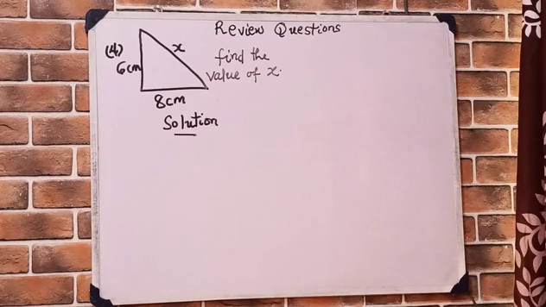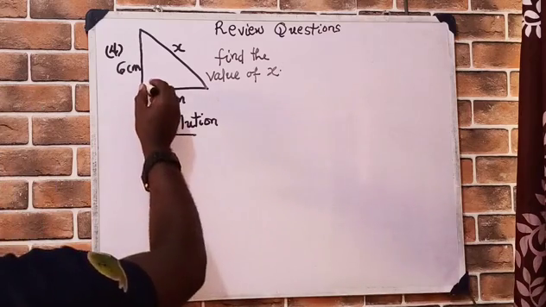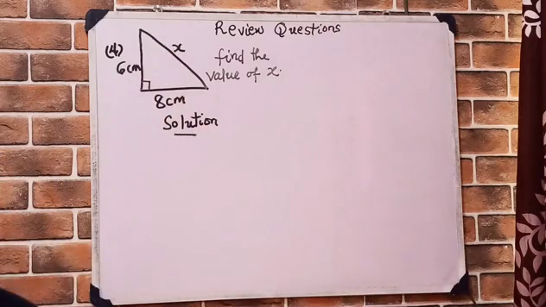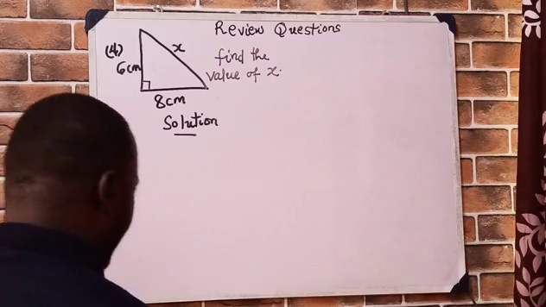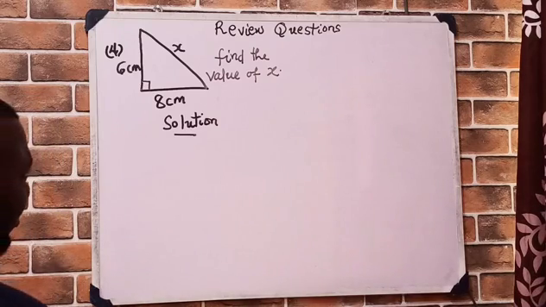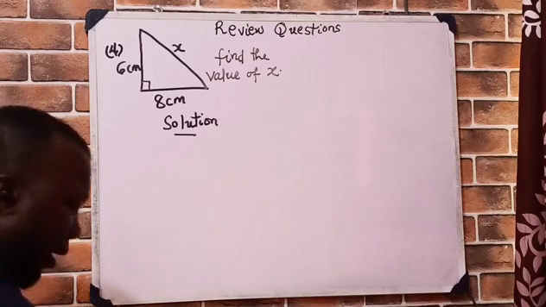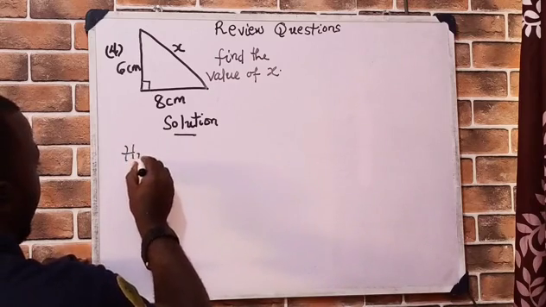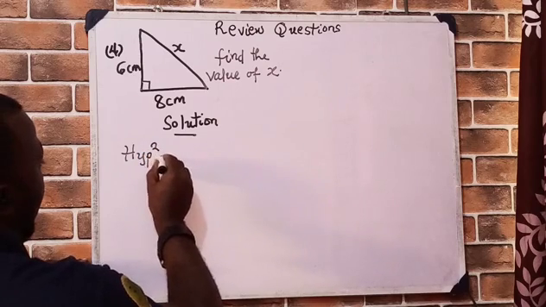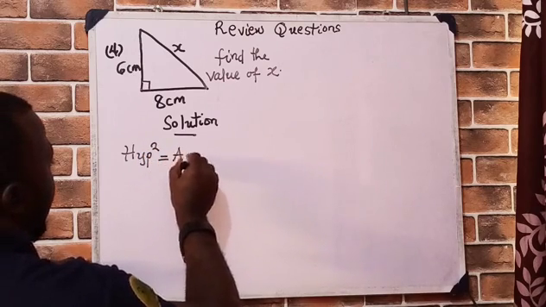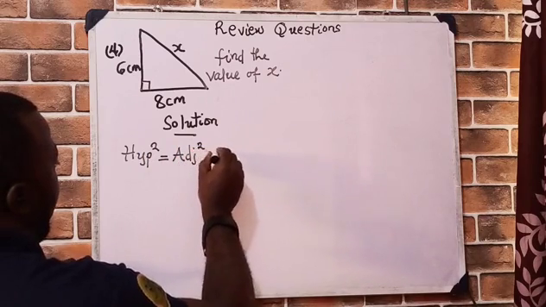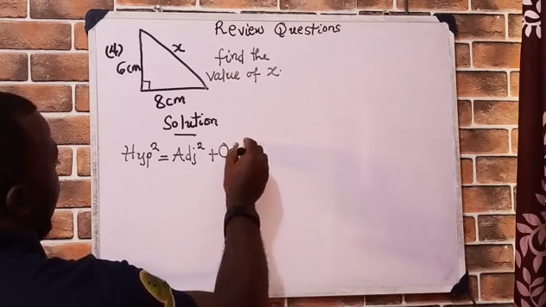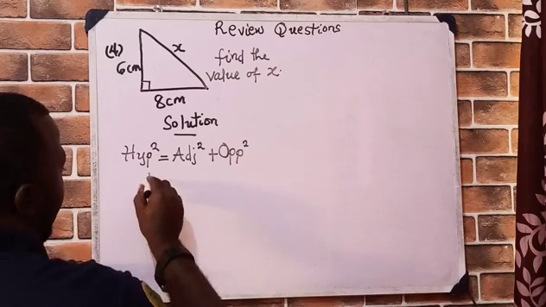There we have a right angled triangle, and then we are asked to find the value of the longest side, being the hypotenuse, with the value x. Find the value of x, which is the length of the side. Now here we are going to apply the Pythagoras rule that says that if we square the hypotenuse, it will be equivalent to the adjacent squared plus the opposite squared. This is the Pythagoras rule.